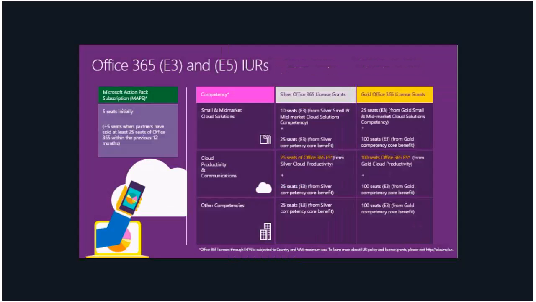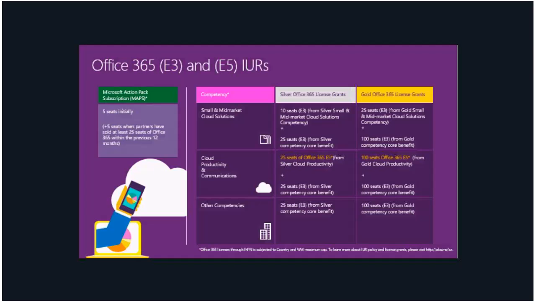So for Office 365, here's the breakdown of the internal use right licenses that you get according to your membership. For Microsoft Action Pack, you get 5 seats initially, and you get 5 additional seats when you've sold at least 25 seats of Office 365. So on Action Pack, you get 5 seats, but then you can get up to 10 seats depending on what your sales performance looks like.